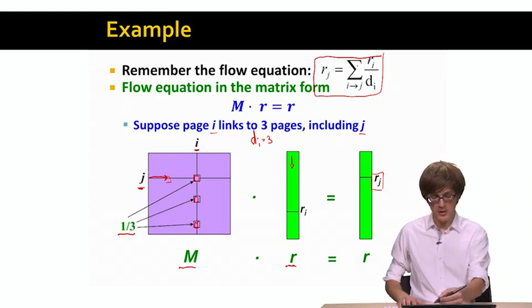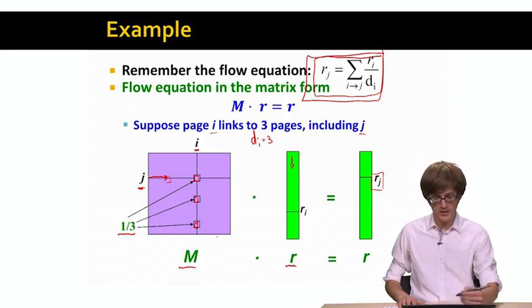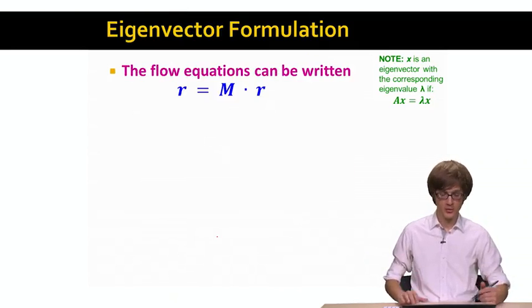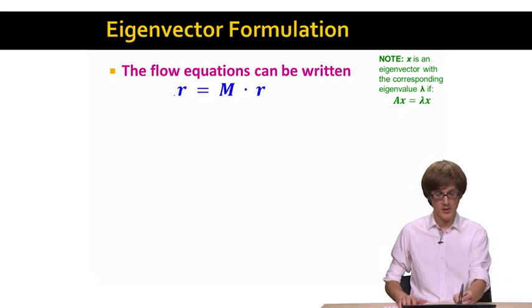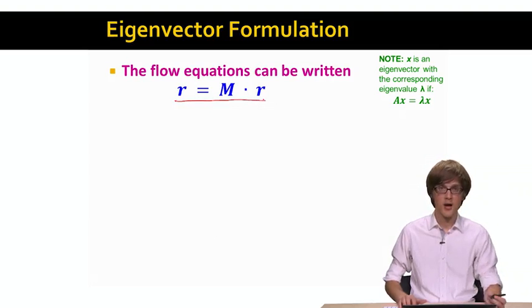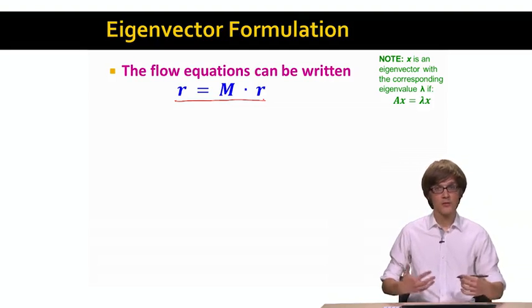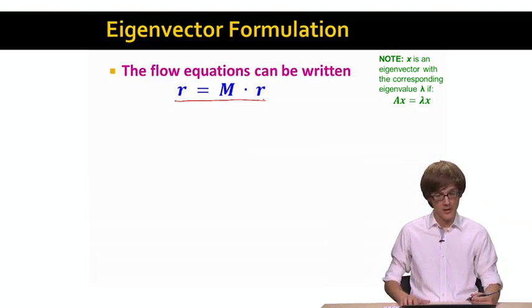So this way, we take the initial equation that we had before and express it as a vector-matrix product. We took our flow formulation of the problem and expressed it as this recursive matrix equation, R equals M times R. Now, what we observe is that this looks very much like an eigenvalue problem.